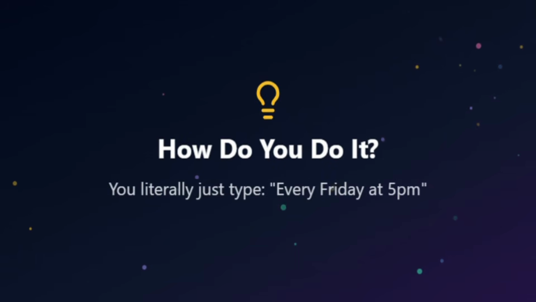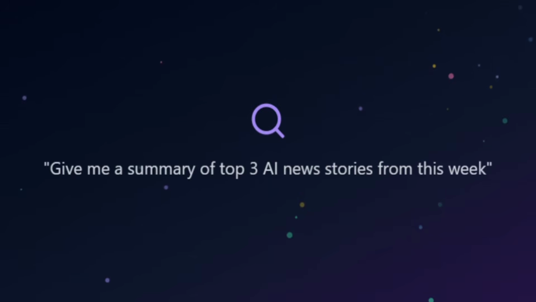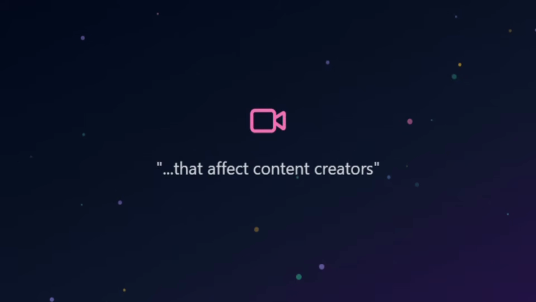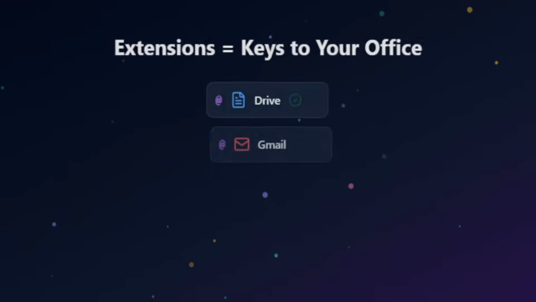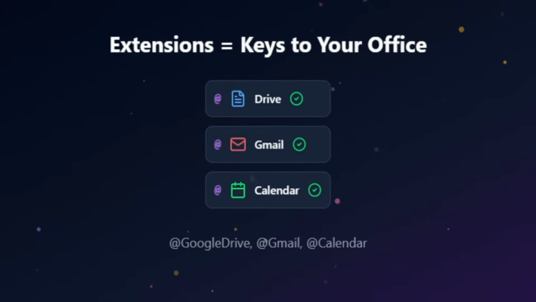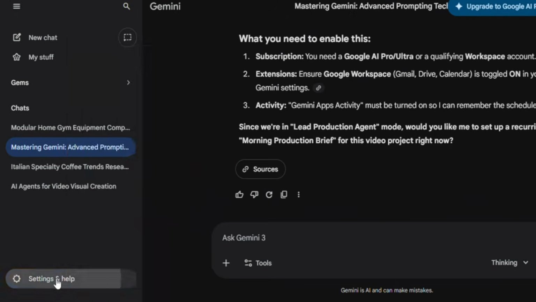You literally just type every Friday at 5 p.m. or every Monday at 8 a.m. Give me a summary of the top 3 AI news stories from this week that affect content creators. Gemini will confirm the schedule, and like clockwork, that report will be waiting for you in your notifications. To make this work, you have to turn on your extensions. Think of extensions like giving Gemini the keys to your office.